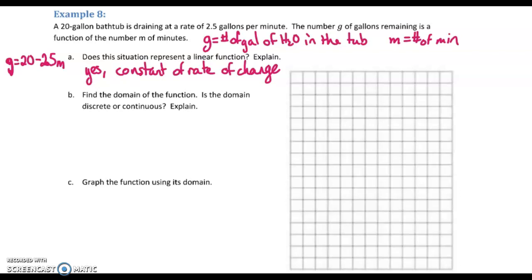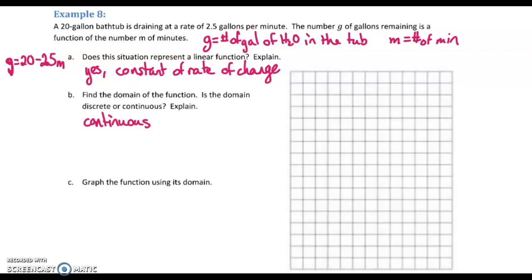So the domain goes with the independent variable, and the independent variable is minutes, meaning how long you let it drain. If you put the plug back in, you've changed how much water it is. So the domain is the M. It is going to be continuous because you could drain it for no minutes, you could drain it for 1.2 minutes, you could drain it for 3.75 minutes. So it's continuous because you can have basically a continuous amount of minutes that you let it drain. It's not just exactly 1 minute, exactly 2 minutes, and so on.